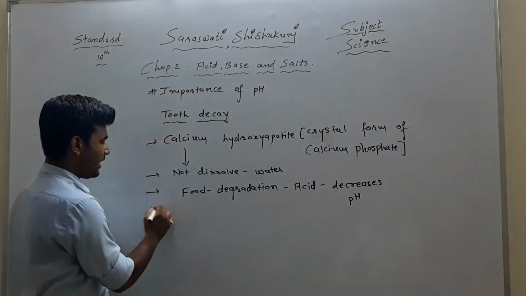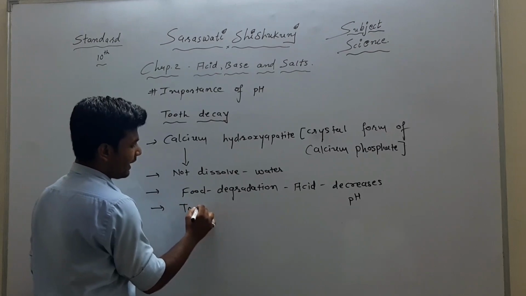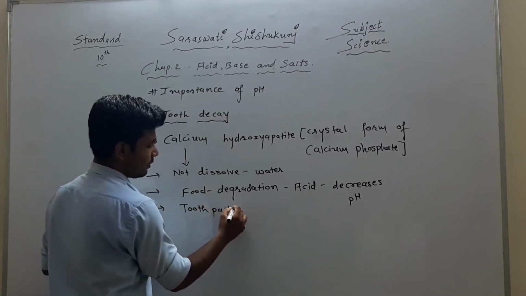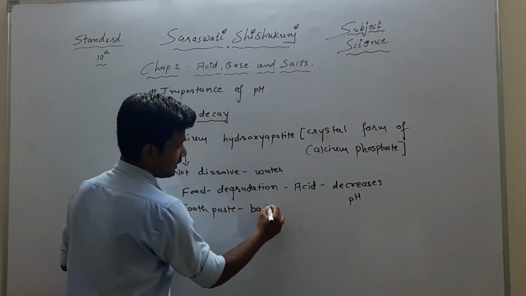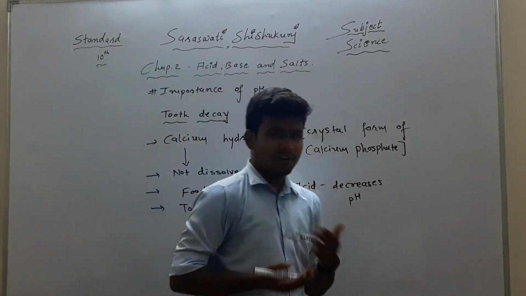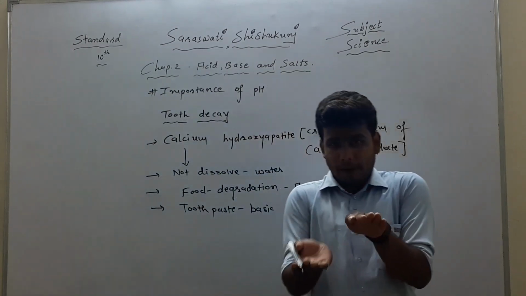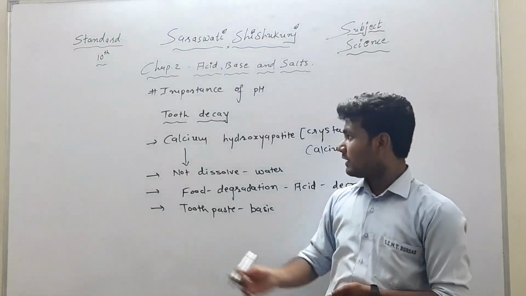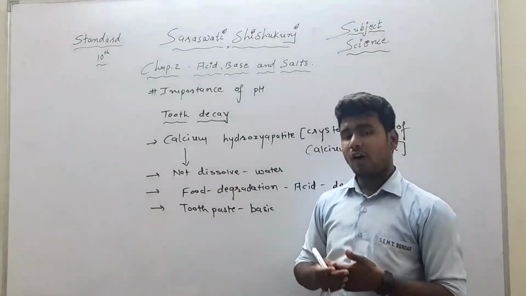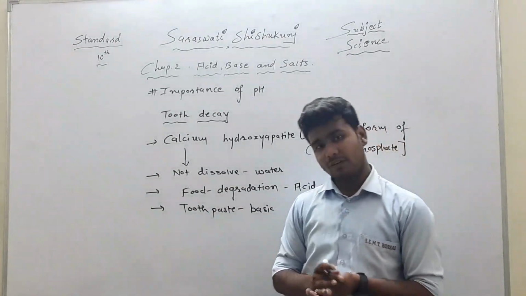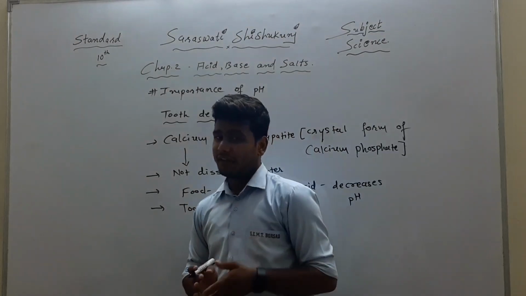For that, what we can do is use toothpaste which is basic. So what will happen? It will maintain the pH above 5.5. So this layer, the crystal form of calcium phosphate, will not get affected, and our teeth will not get damaged.